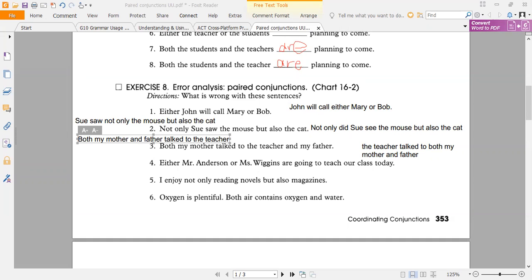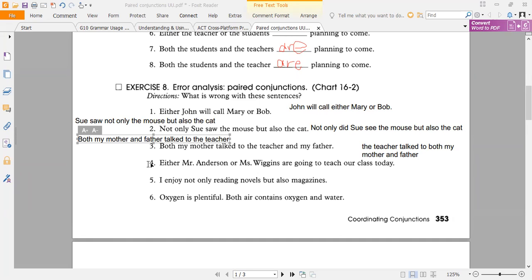Najaya, can you hear me? Yes. You want to use neither Mr. Anderson nor. Remember, if you're going to use neither, you have to use nor. Yes, Najia is typing nor. However, we can say neither Mr. Anderson nor Mrs. Wiggins are going to teach our class today. However, this is the negation of the exact message the speaker is trying to say. If you use neither nor, you're saying that none of them is going to teach the class.